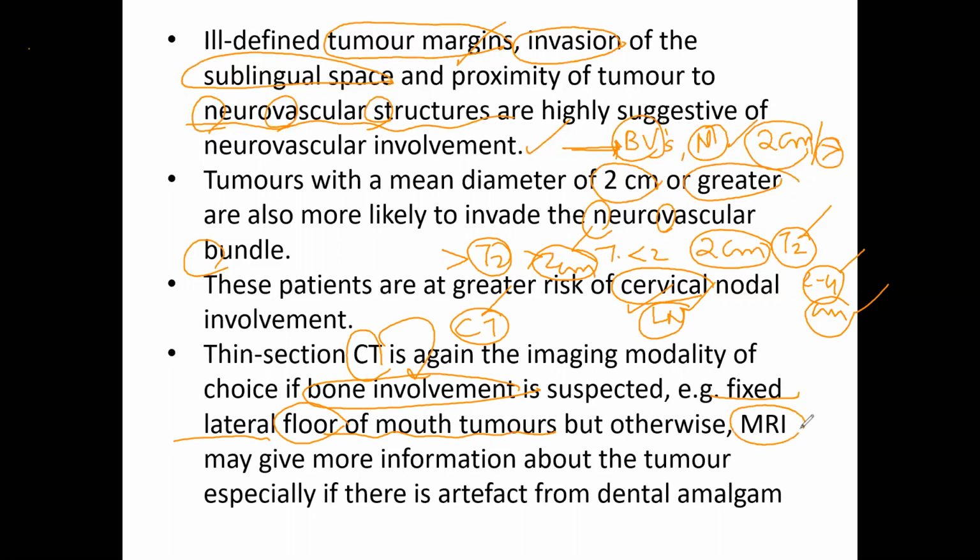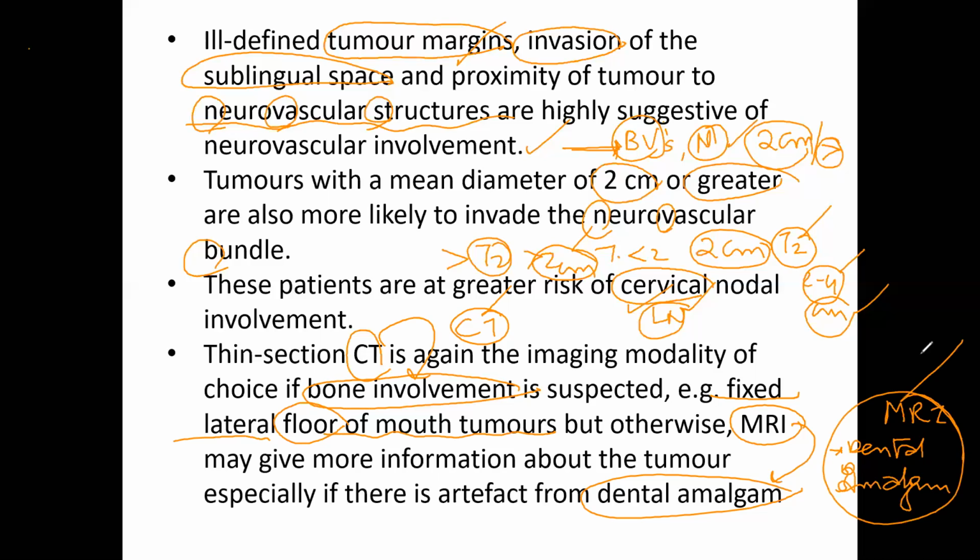MRI can give more information about the tumor, especially if there is dental amalgam. So you have to go for MRI in case of dental amalgam. MRI should be done in case of dental amalgam involvement, and for bone involvement the CT scan is enough. So CT should be done for bone involvement. You should keep it in mind.